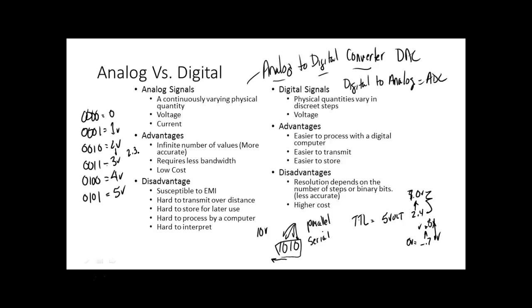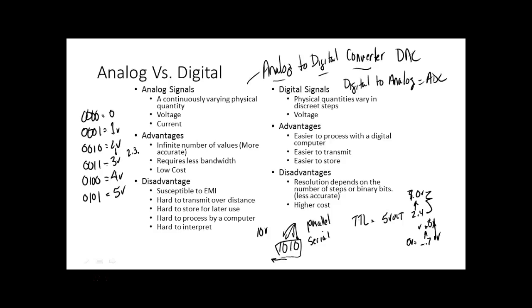Well, see, if I only use four bits, then I'm going to lose a lot of resolution, right? Well, no, we'll have to. If I'm dealing with a true analog quantity, that means I have an infinite number of combinations between two volts and three volts.